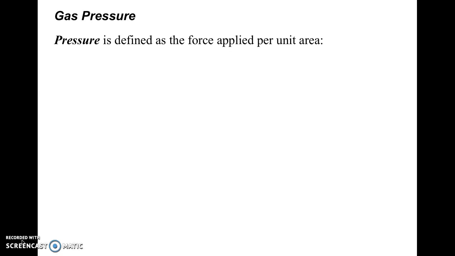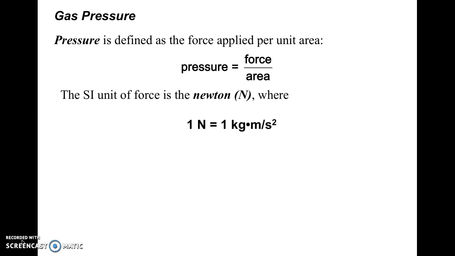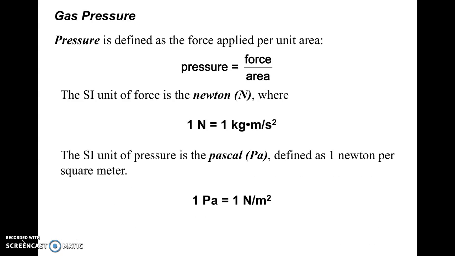All right, now we're going to look at gas pressure. Pressure is defined as force applied per unit area. So pressure is force divided by area. The SI unit for force is the Newton, and the SI unit for pressure is the Pascal, which is defined as 1 Newton per square meter.